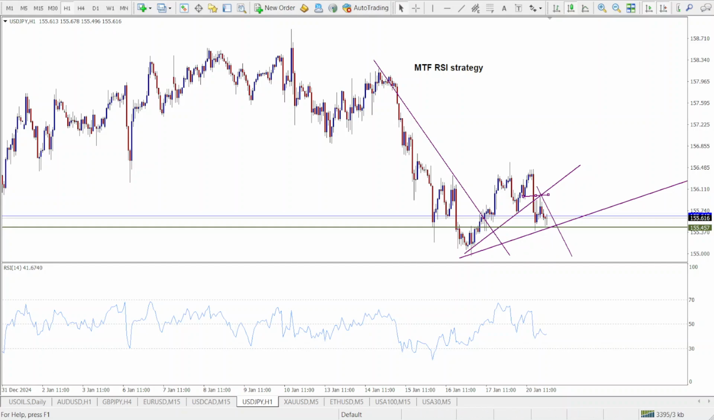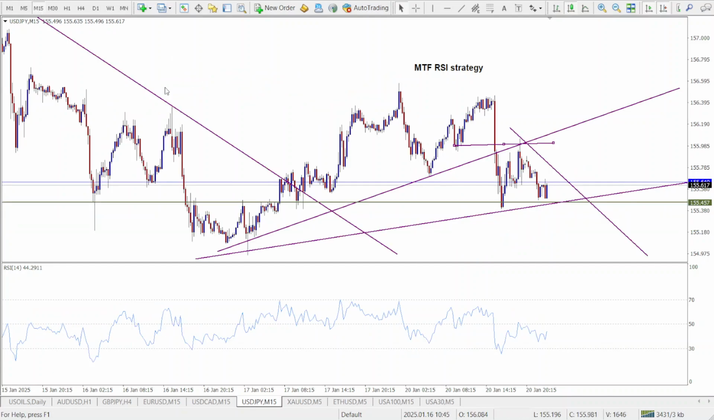Now, with any strategy, of course, there are some common mistakes to watch out for. And let's just go over a few real quick. The first is ignoring the higher time frame. One of the biggest mistakes traders make with the MTF RSI strategy is ignoring the broader trend on the higher time frame. If the trend is clearly bullish on the 1 hour chart, but you are trying to short on the 15-minute chart, you could be going against the larger market direction, which increases your chances of losing the trade.